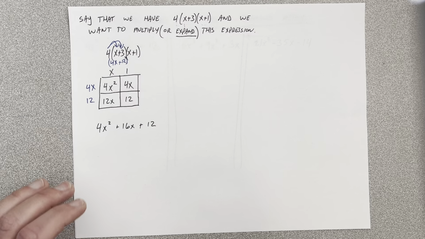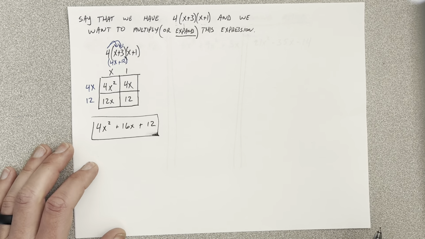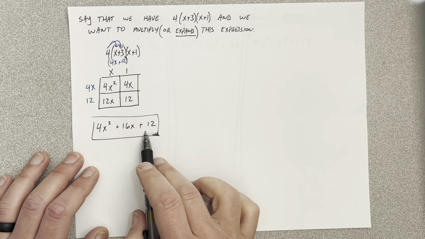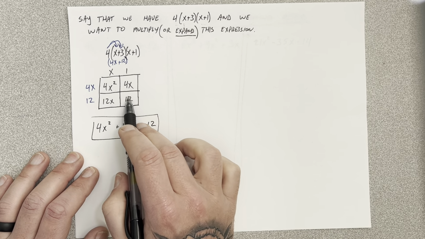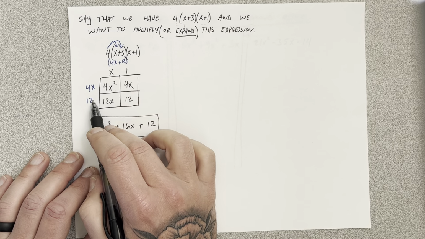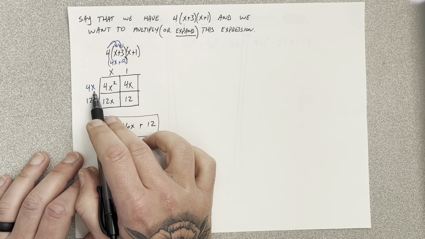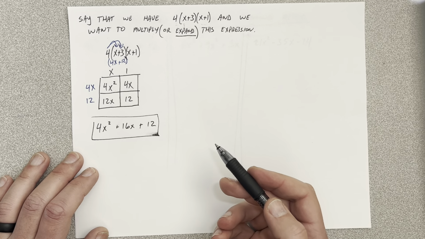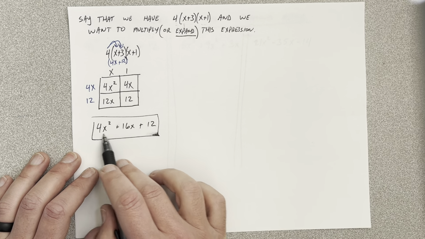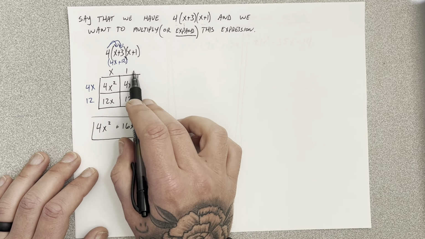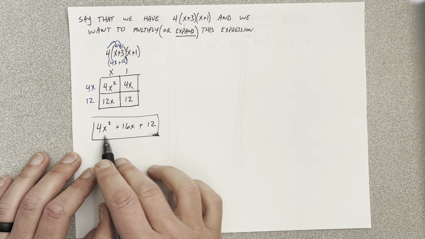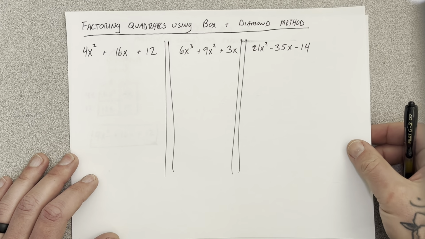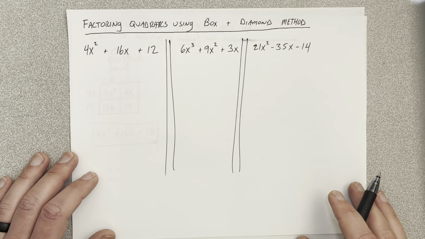The box and diamond method, what I'm about to show you, does the same thing, but it goes the other direction. So our objective is to put the whole quadratic into the box, and then we find the stuff on the outside. When multiplying, you have the stuff on the outside, and then you figure out what the quadratic is by putting it into the box. The opposite is what we're about to do with the box and diamond method. You start with the quadratic, you put it into the box, and then we figure out what's on the outside. So this expression right here, 4x squared plus 16x plus 12, that's where we're going to begin. We're going to factor this using that same box and diamond method.